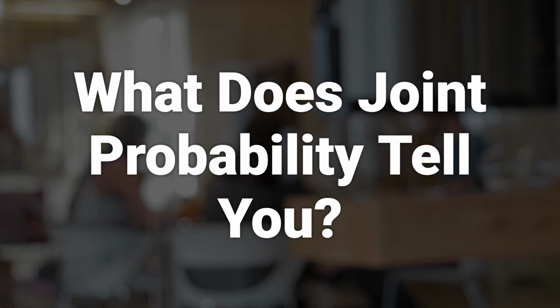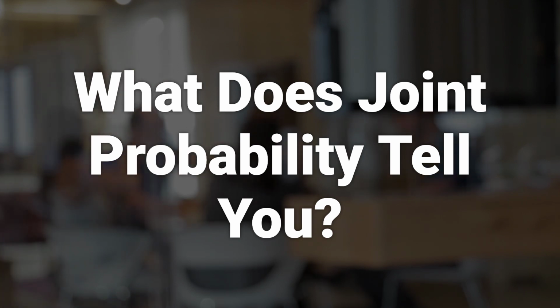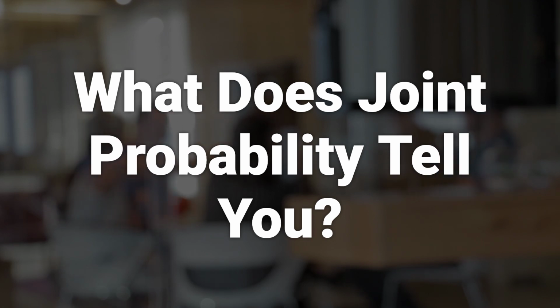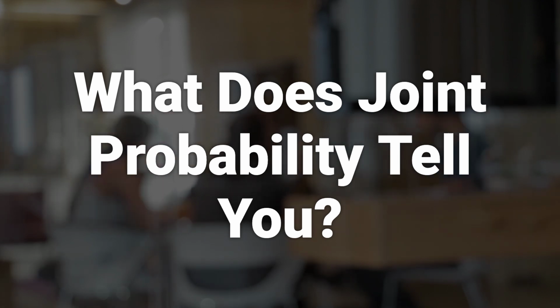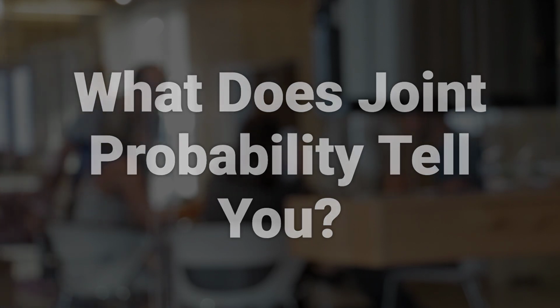Joint probability is a statistical measure that tells you the likelihood of two events taking place at the same time. It is different from conditional probability, which is the probability that one event will happen given that another event occurs. Joint probabilities can be visualized using Venn diagrams, and they indicate the intersection of two or more events.